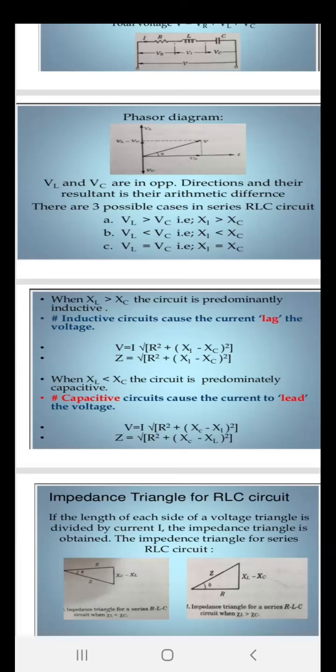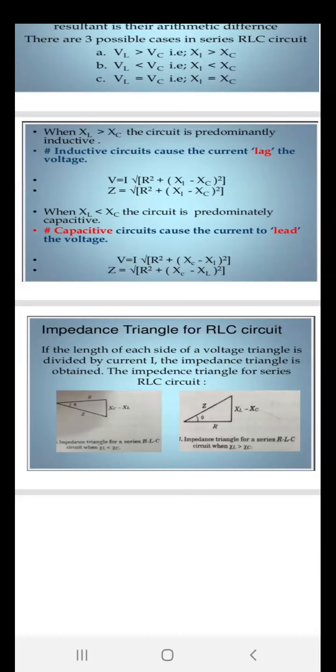We have all understood the first point: when X_L is less than X_C, the circuit will be capacitive, and when X_L is greater than X_C, the circuit will be inductive. That is the major understanding point. First, when X_L is greater, the circuit will be inductive, and when X_L is less than X_C, the circuit will be capacitive. You must keep that point in mind.